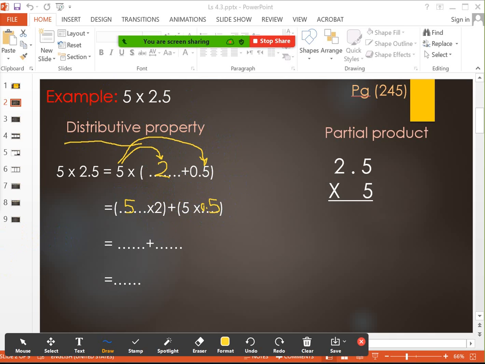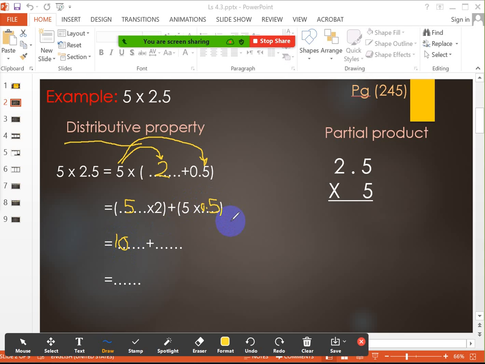Okay? That means you can break down the multiplication here. So let's start. 5 multiply 2. So I have to find the answer for each multiplication here between parentheses. So first thing, 5 multiply 2 equals what? 10, as the girl said. Thank you so much. And 5 multiply 0.5. How will I find the multiplication right here?